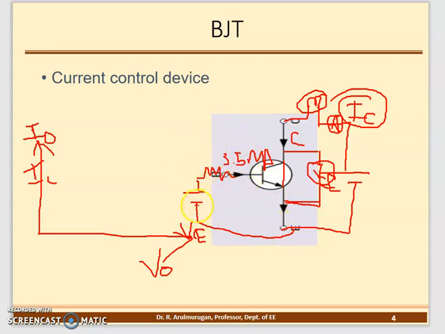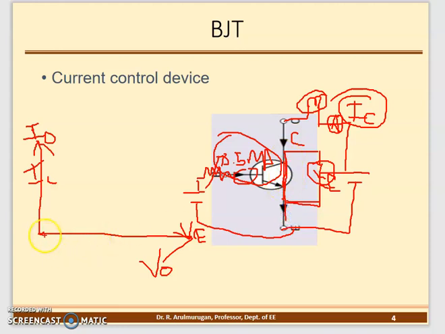By varying this resistance, the flow of current is varied to 3.5. This is called the input current. What is the input current? Base current, IB. Once I give the 3.5 milliamperes, the output current flows. See that, here the circuit is closed.